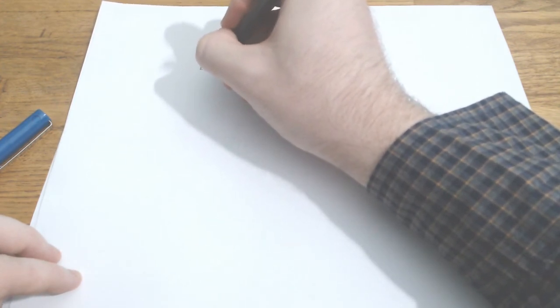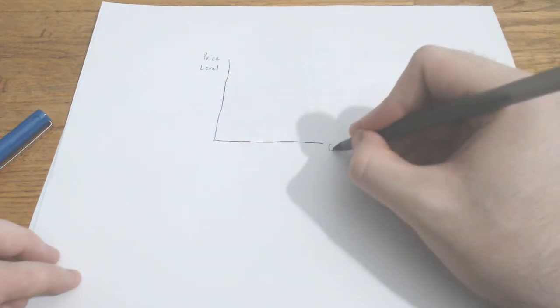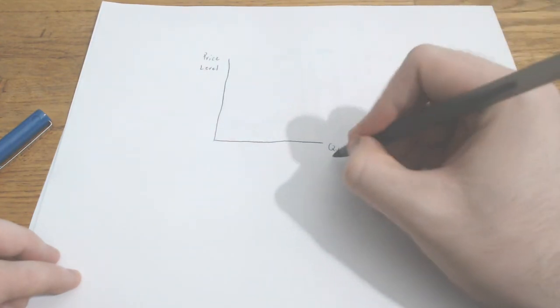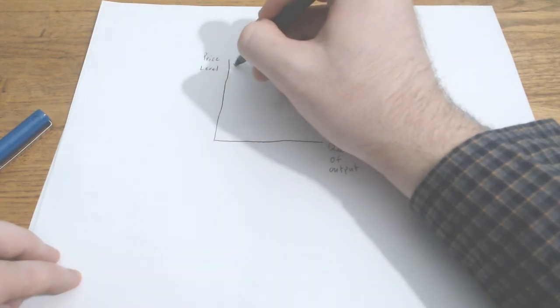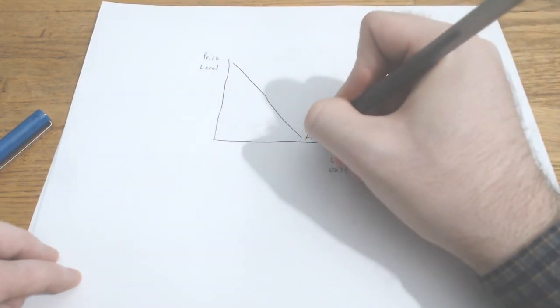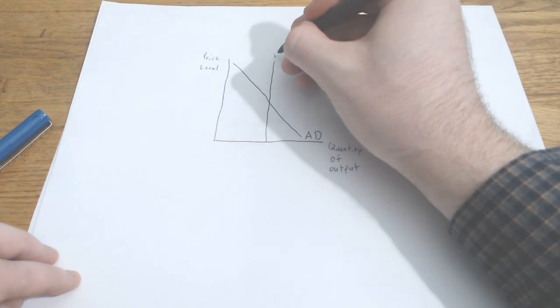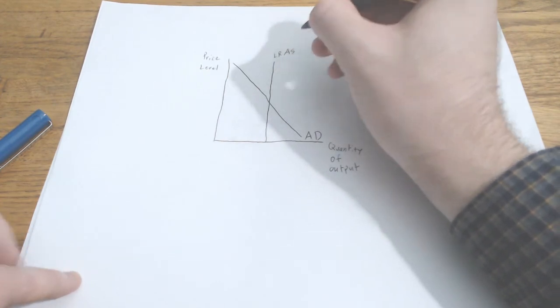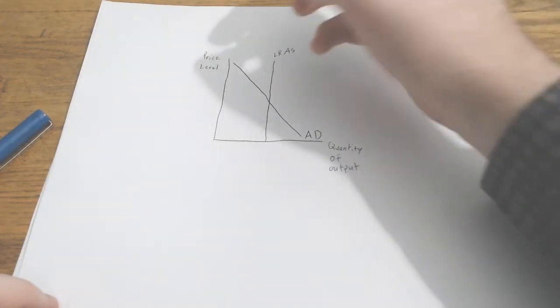So again, we have price level on the y-axis. Quantity of output. So we have our aggregate demand and we are going to have our long run aggregate supply. Let's look at a shift in demand. Let's say there's a positive shift in demand. What's going to happen? So if demand shifts to the right, do an arrow.